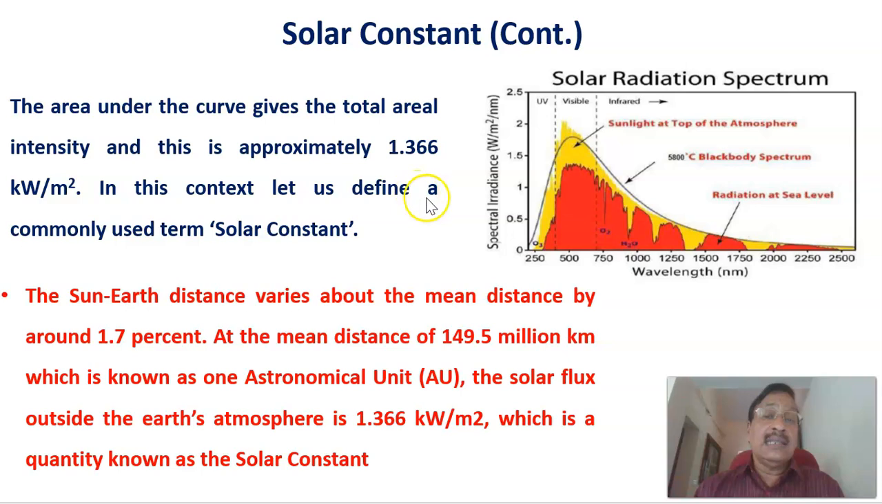In this context, let us define a commonly used term, the solar constant. The sun-earth distance varies about the mean distance by around 1.7%. That distance will vary, and we take the mean as 149.5 million kilometers, which is known as 1 AU, the astronomical unit. And the solar flux outside the earth's atmosphere is 1.366 kilowatt per meter square, which quantity we call the solar constant.